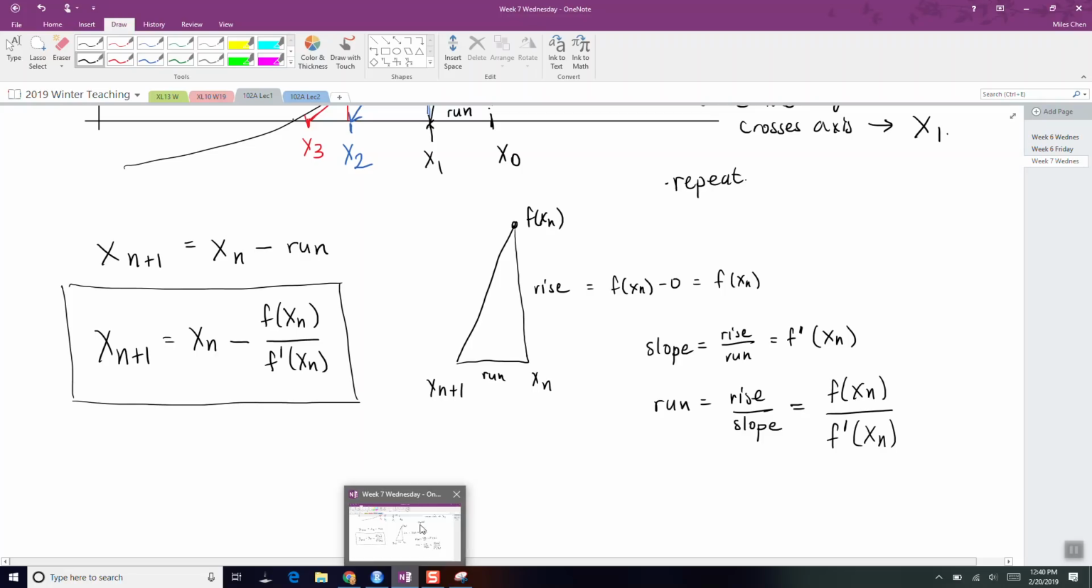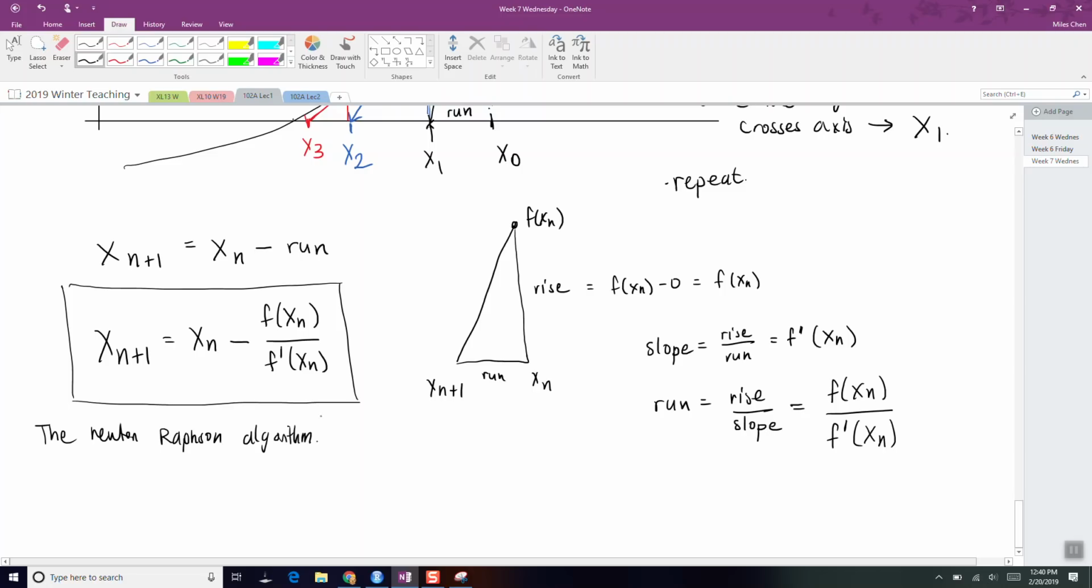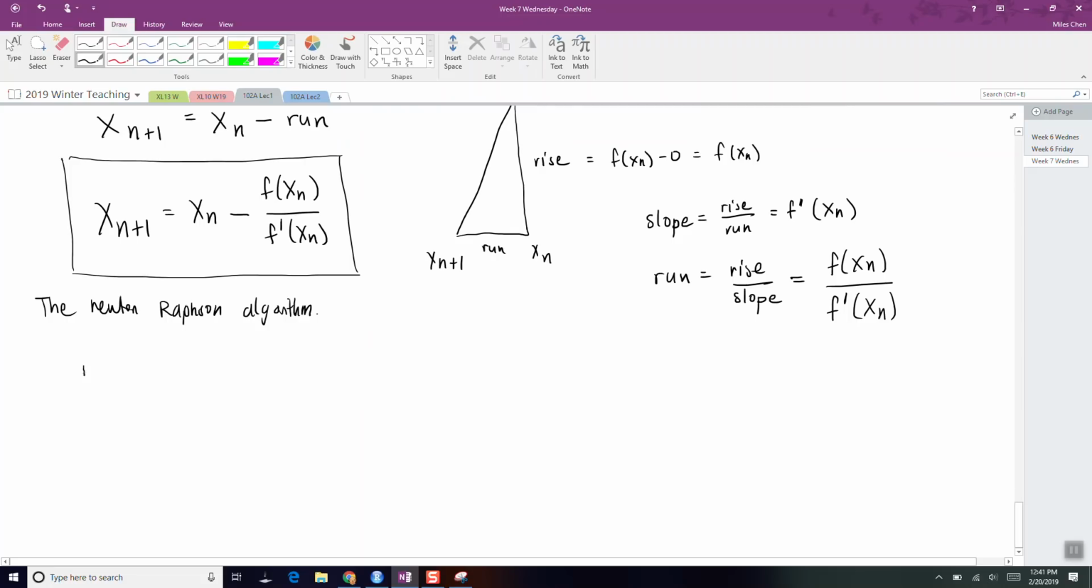So this is the Newton-Raphson algorithm. This requires for us to know what f prime is. It requires that we have a function for f prime of x. Okay, is that all right?